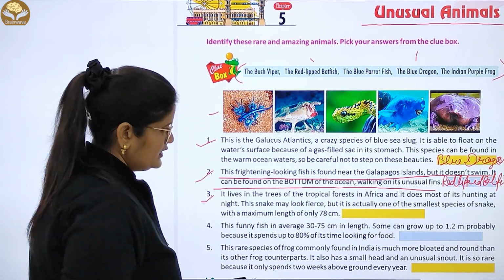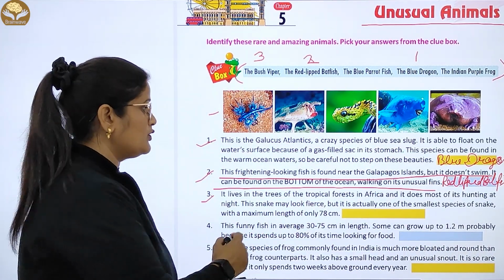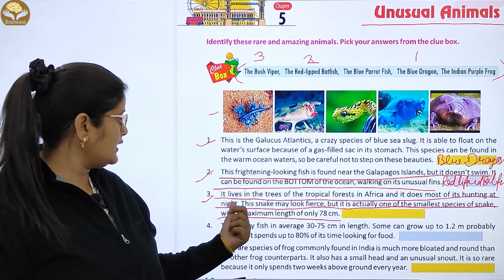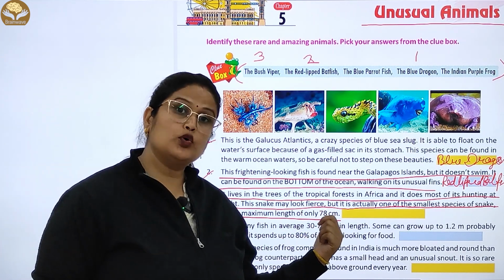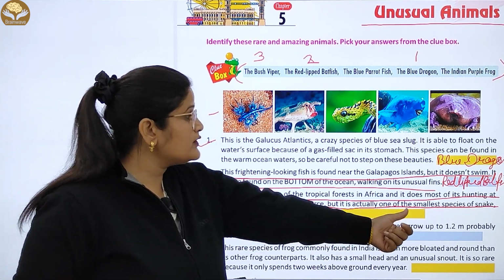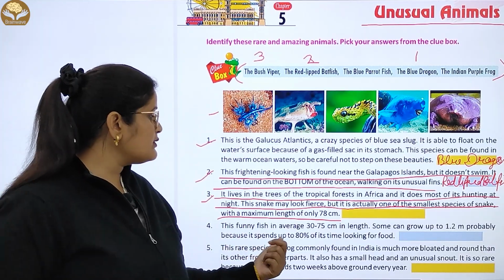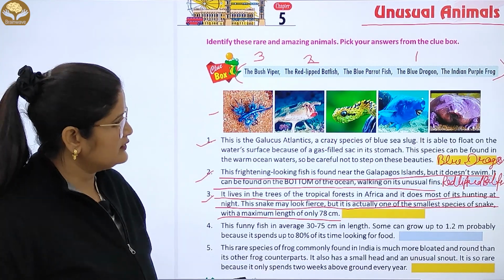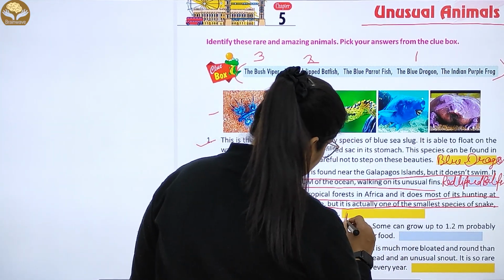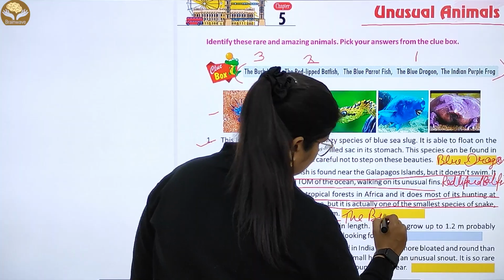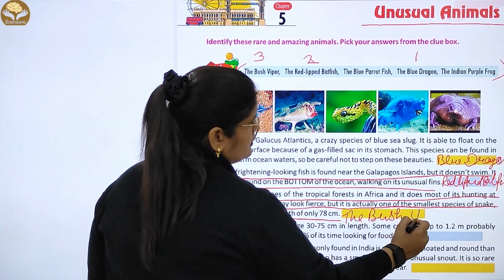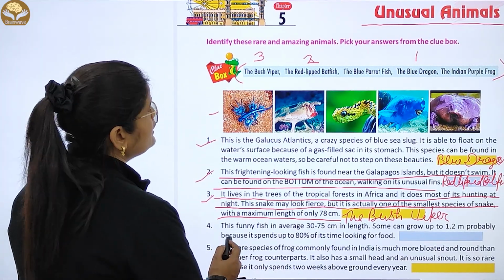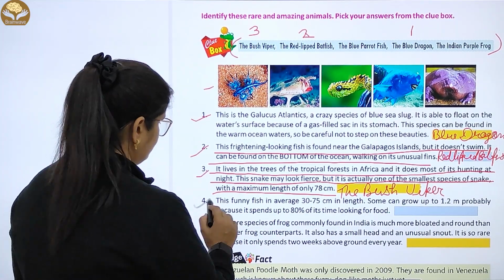Okay. Number 3. It lives in the trees of the tropical forests in Africa, and it does most of its hunting at night. The snake may look fierce, but it is actually one of the smallest species of snake with a maximum length of only 78 centimeters. Then this is the bush viper. This one, number 3. The bush viper. Okay.